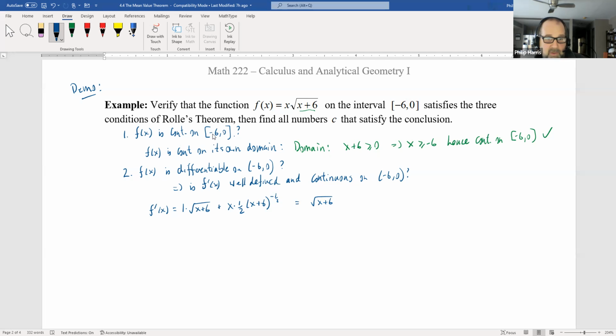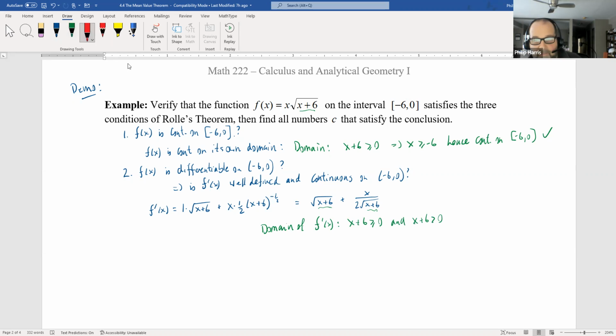Cleaned up, this is the square root of x plus 6, plus x over 2 root x plus 6. So this is our function. Similar to the first condition, how do I know if we are differentiable? I need the first derivative to be continuous on this interval. So we look at the domain of f prime. Again, I need x plus 6 to be greater than or equal to 0, but since I'm dividing by this one, I also need x plus 6 to be strictly greater than 0.